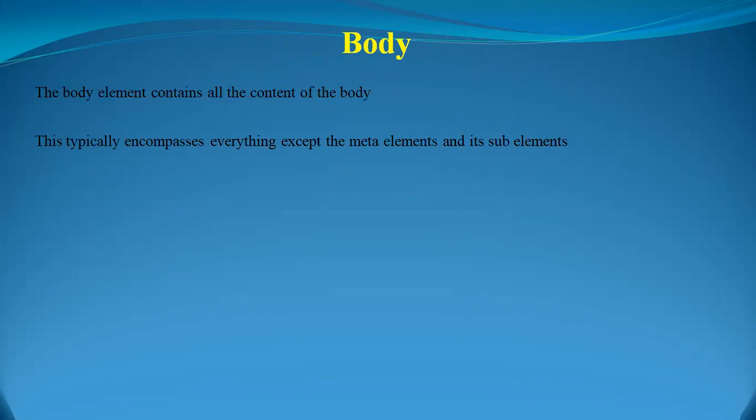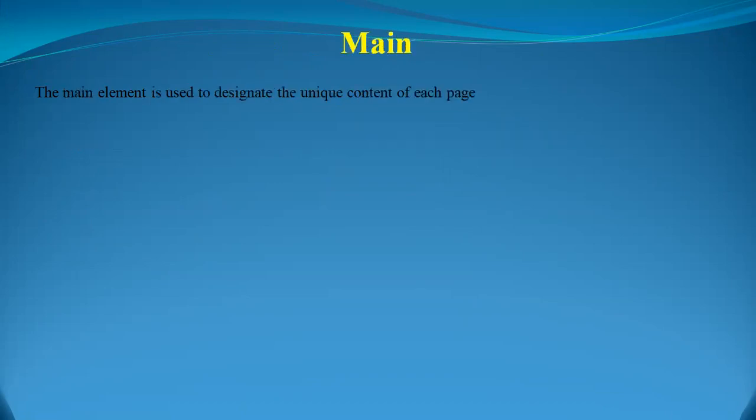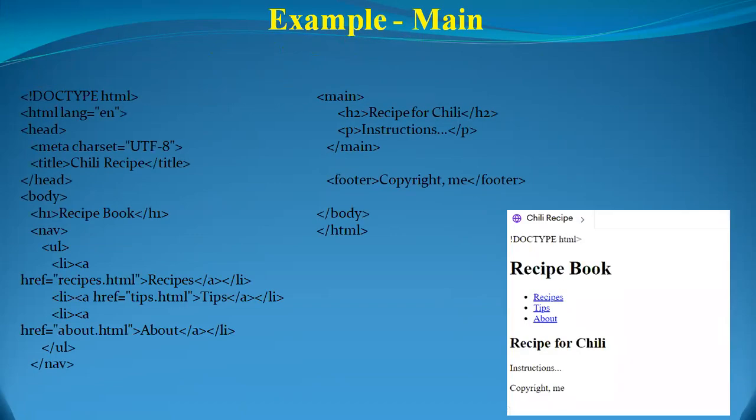In the body tag, the body element contains all the content of the page. It typically encompasses everything except the head element and its sub-elements. The main element is used to designate the unique content of each page. For example, the doctype.